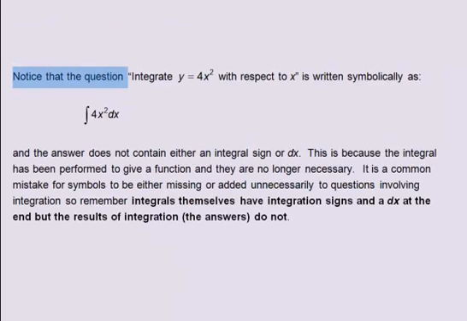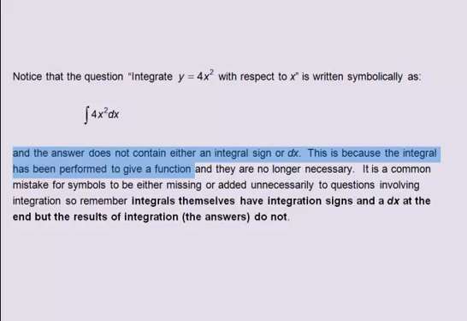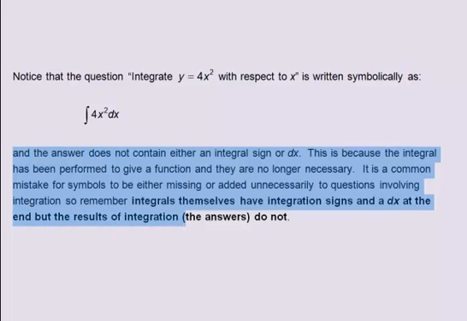Notice that the question, integrate y equals 4x squared with respect to x, is written symbolically as this, and the answer does not contain either an integral sign or dx. This is because the integral has been performed to give a function, and they are no longer necessary. It is a common mistake for symbols to be either missing or added unnecessarily to questions involving integration. So remember, integrals themselves have integration signs and a dx at the end, but the results of integration, the answers, do not.